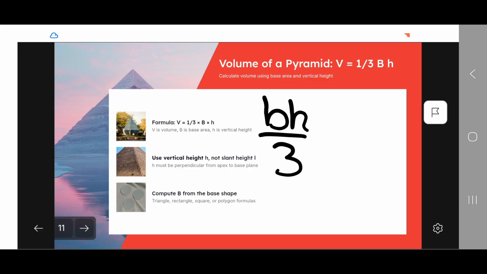So use vertical height h, not slant height l. So h must be perpendicular from the apex to the base plane. So compute B from the base shape: triangle, rectangle, square, or polygon formulas.